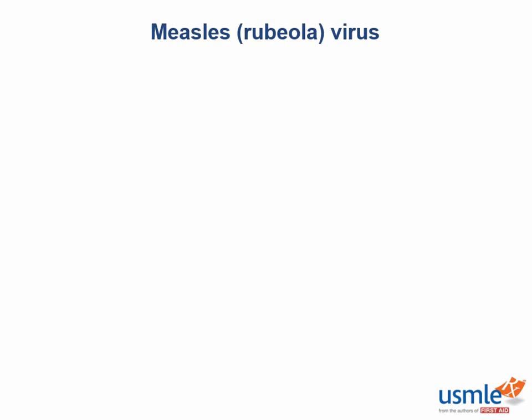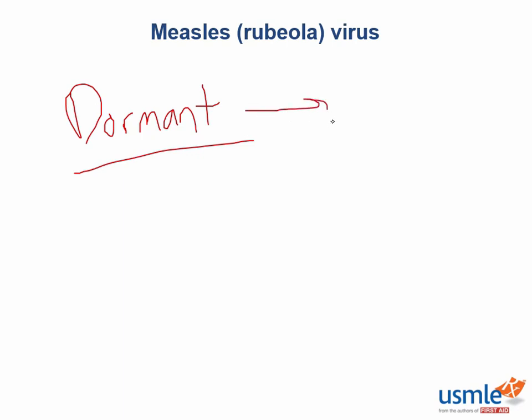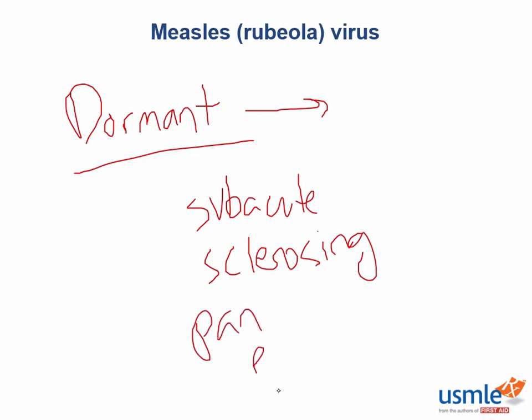Another reason it is super important to prevent the measles infection with the MMR vaccine is that the virus can hide out and stay dormant for many, many years before it causes a nasty but thankfully uncommon disease later in life. So it can become dormant, and then after many years, the virus can reappear as subacute sclerosing panencephalitis, or SSPE.